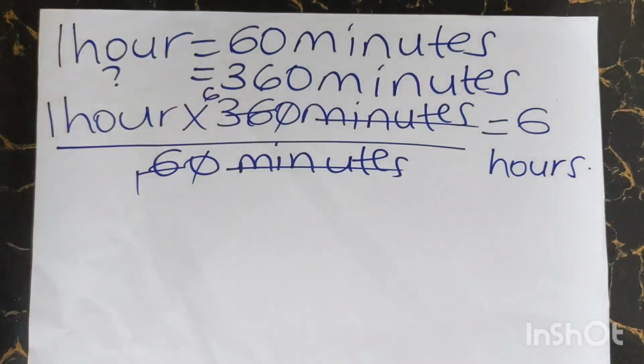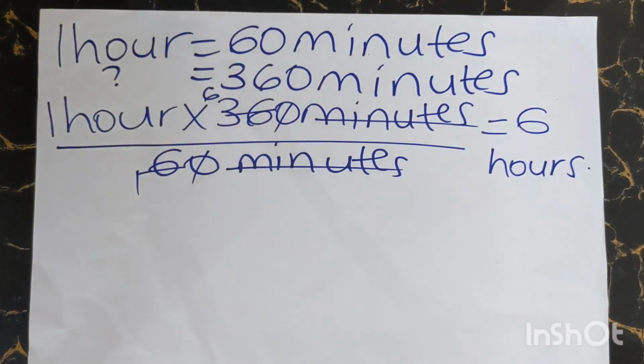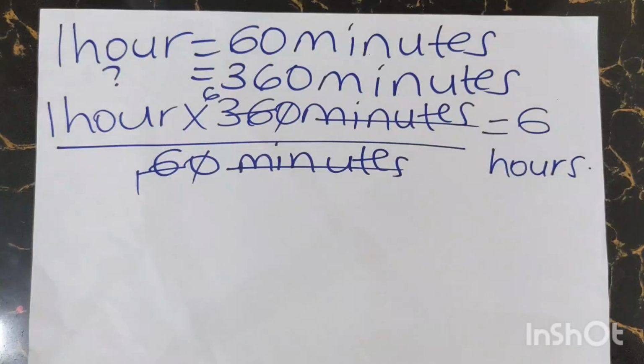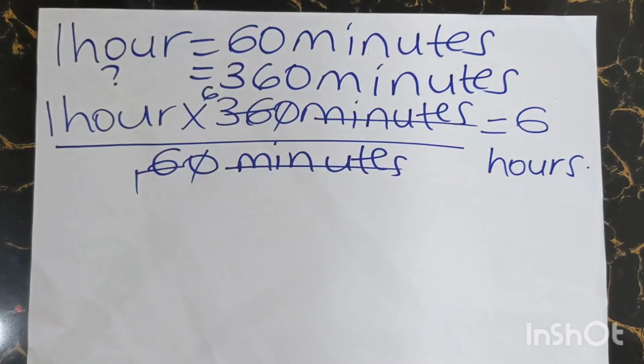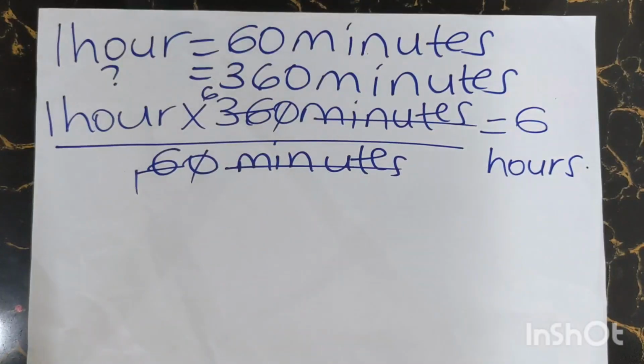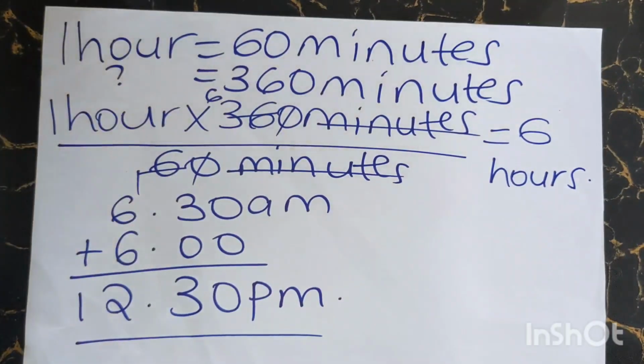The question is asking if they ring simultaneously at 6:30 a.m., at what time will they next ring together? They'll ring together, or rather at the same time, after 6 hours. So we add the 6 hours to 6:30 a.m. so that we know the next time the 3 bells will ring together. When we add, we get 12:30 p.m. Are we together? I believe we are.